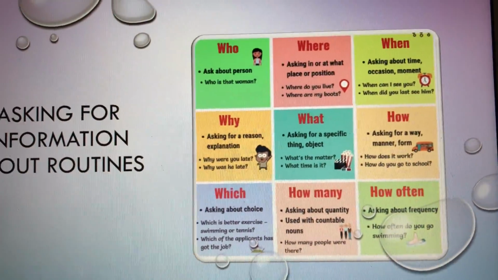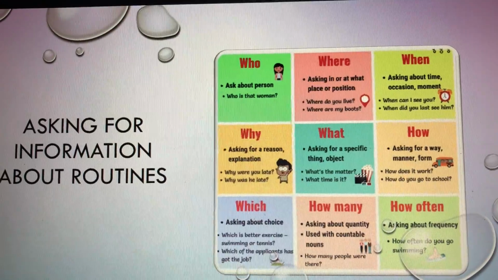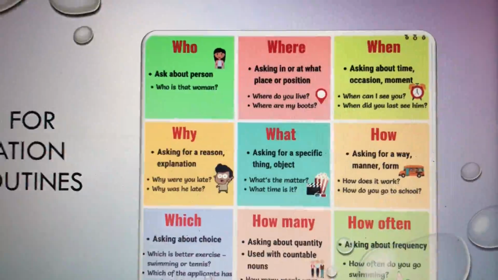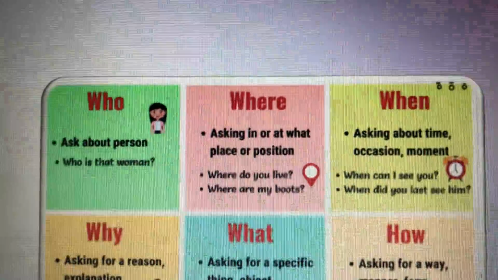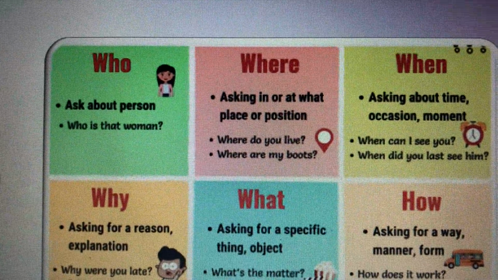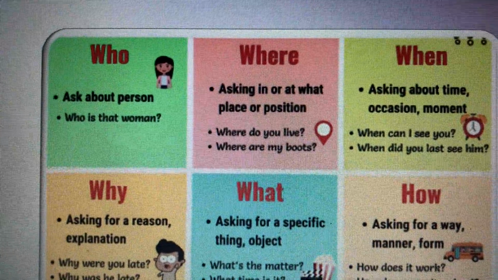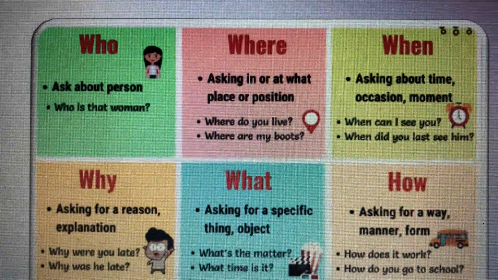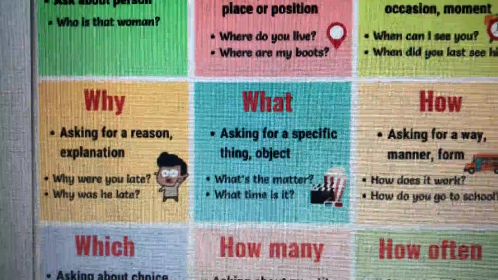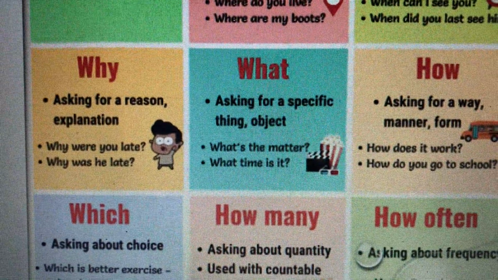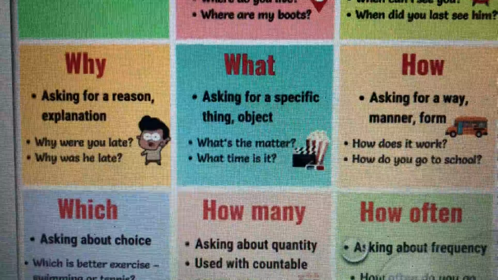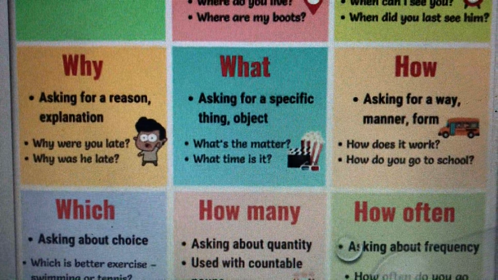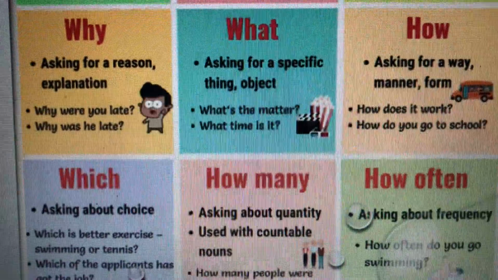If you remember over here, every time we make questions about routines and free time activities, we can make questions with these question words. Take a look over there. If you want to ask about a person, then you're going to ask who, quién. Where, if you ask about a place, dónde. When, if you ask about time, occasion, or moment, cuándo. Why, if you ask for a reason or explanation, ¿por qué? What, if you ask for a specific thing or object, ¿qué? How, if you ask for a way, manner, or form, ¿cómo?